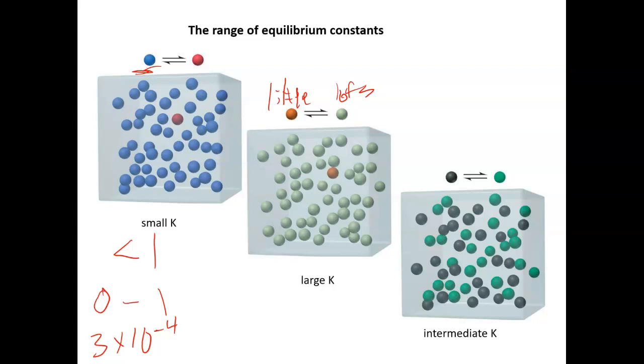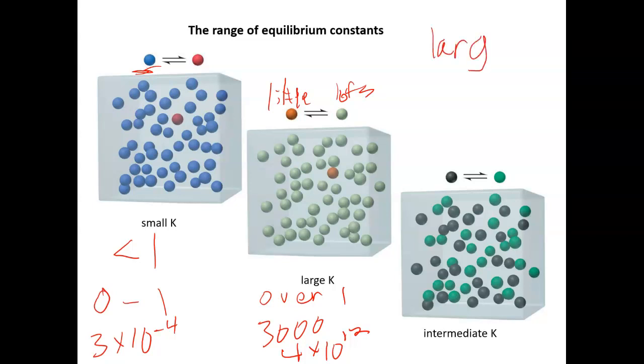With large k's, it's got to be over 1. But it could be something like 3,000. You could have 4 times 10 to the 12th. There's a lot of different values you could get for a large k versus small k. What's important is to realize the comparison. If your k is larger, then you have proportionally more product.